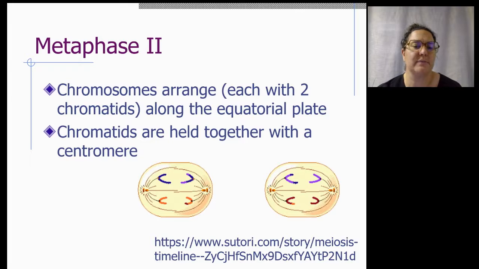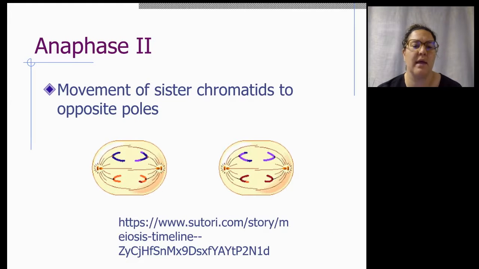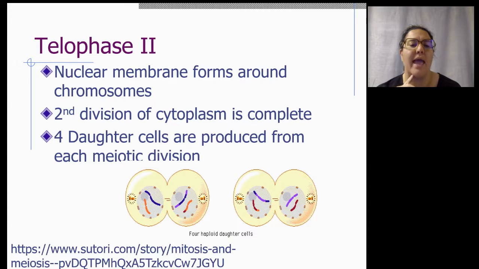In metaphase 2, the chromosomes are going to arrange on the equatorial plate. And the chromatids are still held together with a centromere. In anaphase 2, the sister chromatids are going to move to opposite poles. And in telophase 2, the nuclear membrane is going to form around the chromosomes. There's going to be a second division of the cytoplasm, and 4 daughter cells are going to be produced.